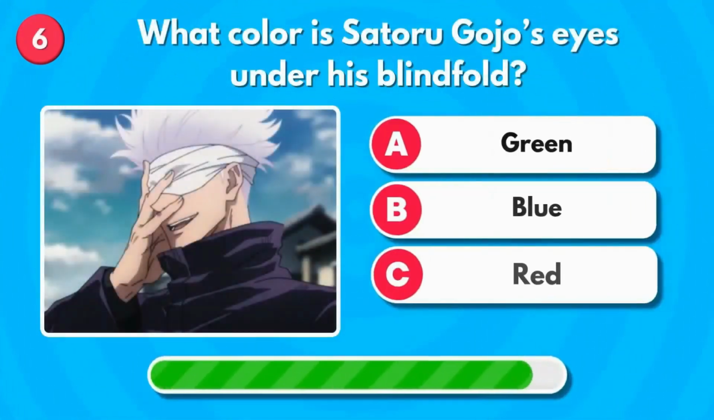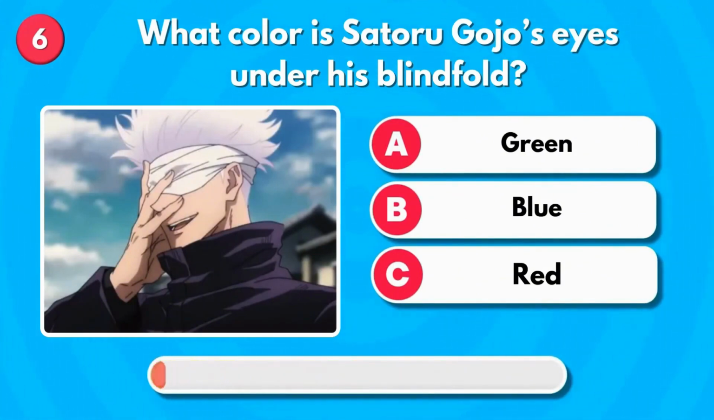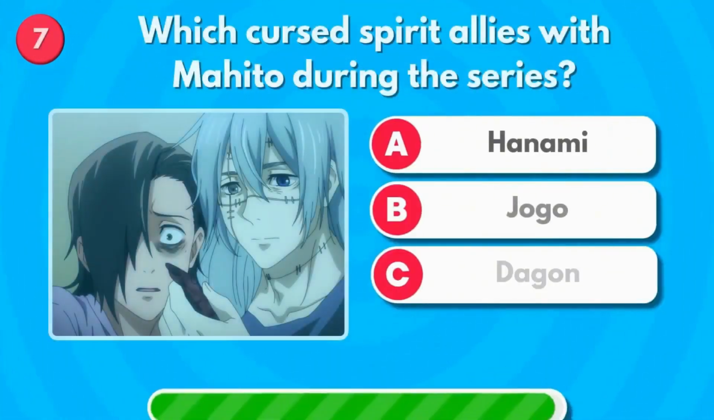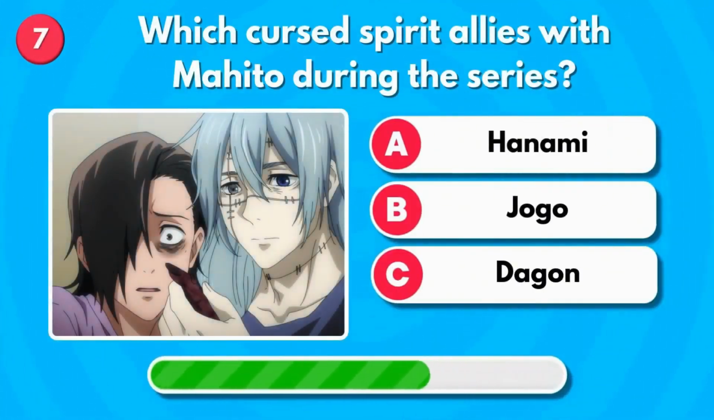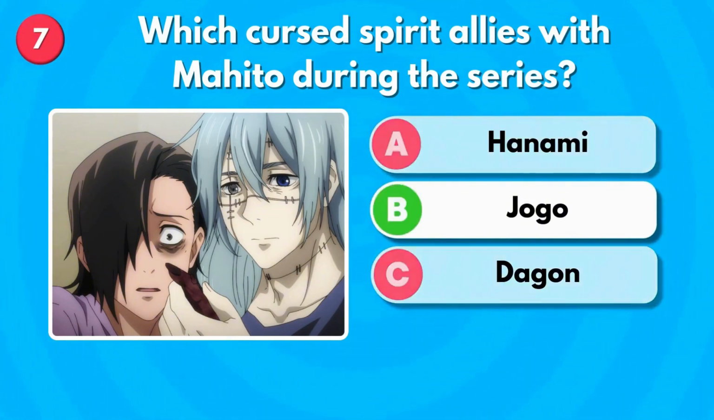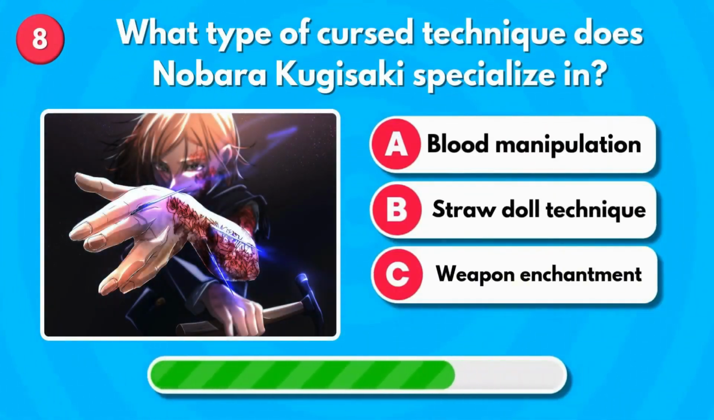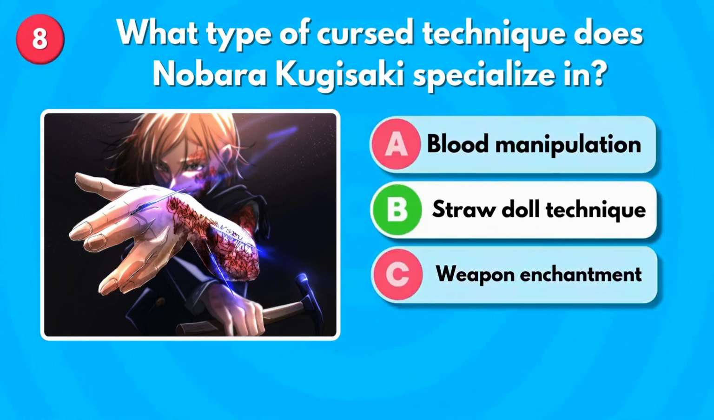What color is Satoru Gojo's eyes under his blindfold? Blue. Which cursed spirit allies with Mahito during the series? Jogo. What type of cursed technique does Nobara Kugisaki specialize in? Straw doll technique.